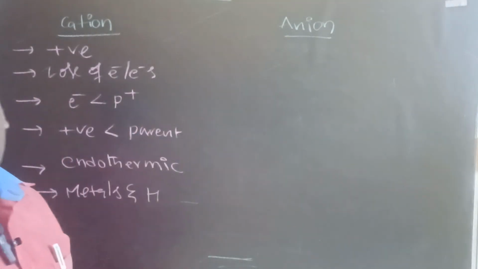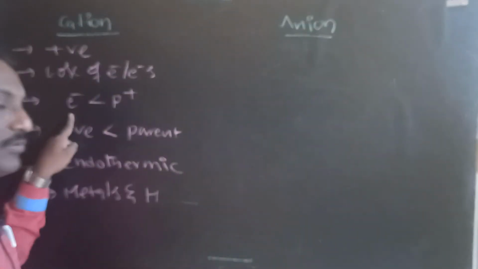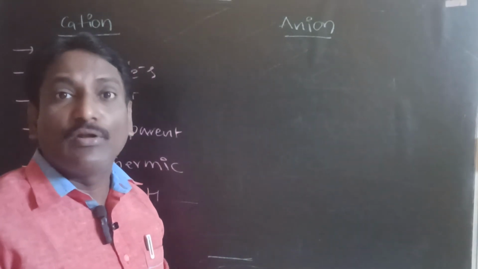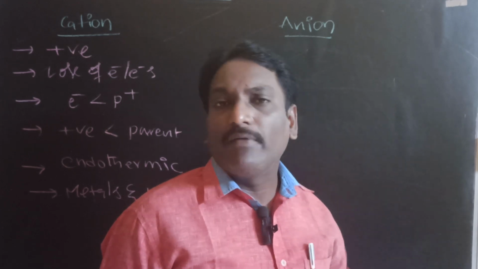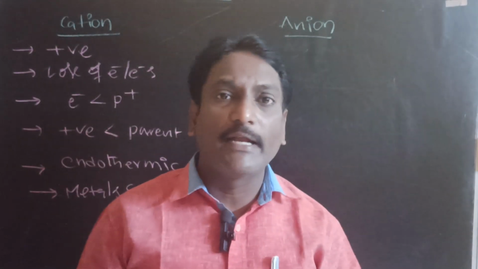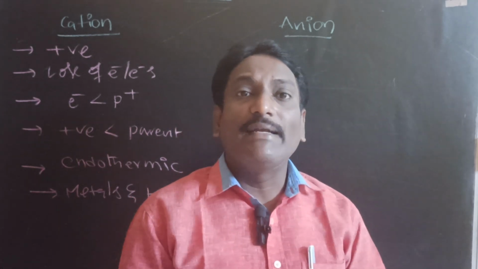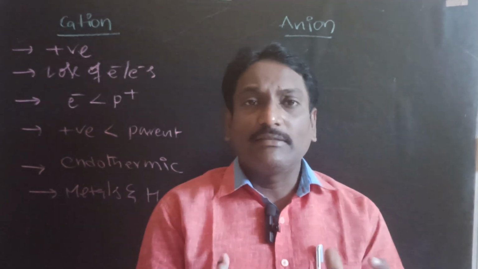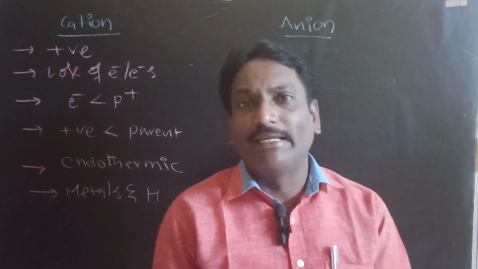A cation is a positively charged ion. It is obtained by the loss of electron by the element. In case of a cation, the number of electrons is less than the number of protons because it is obtained by the loss of electrons. Next, the size of the cation is smaller than that of its parent atom because it is obtained by the loss of electron. If it loses an electron, then the proton density increases, so the attraction between the protons and electrons increases. So the protons attract the electrons toward themselves.